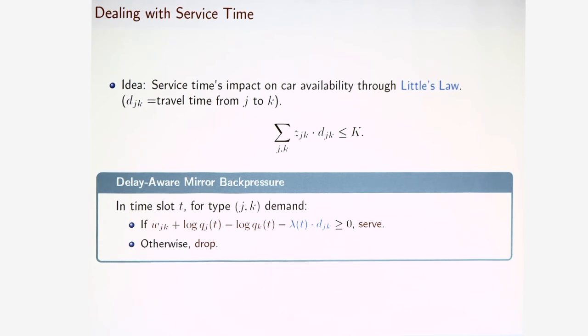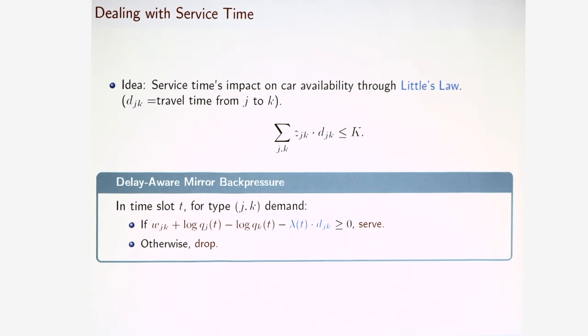And because in the system where the traveling of the car takes time, the service time is going to impact the system by impacting the availability of cars, right? And this can be captured by Little's law. Let's say it takes DJK amount of time for a car to go from J to K. Then in the steady state, here's the number of cars in transit. And this number should not exceed the total number of cars in the system. We just add this constraint in the network flow problem we formulated before and do the mirror descent on the dual. This actually shows this mirror descent framework is quite flexible.